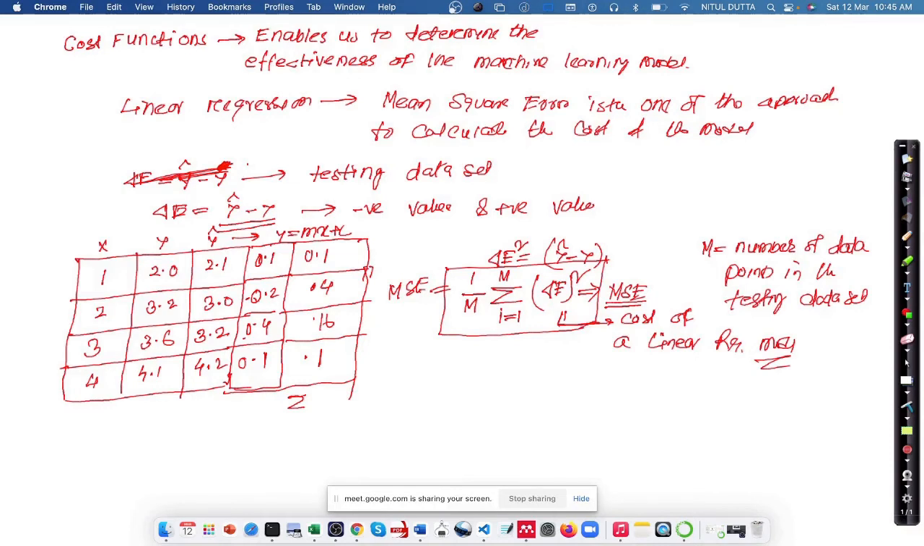Apart from mean square error, there is another cost function we have to do the same, meaning to find the effectiveness of the model. This cost function is known as R squared value. So how to calculate the R squared value?